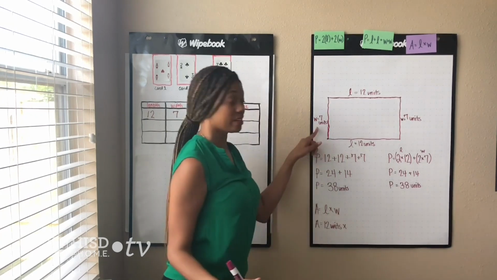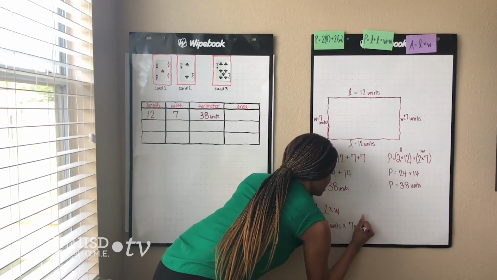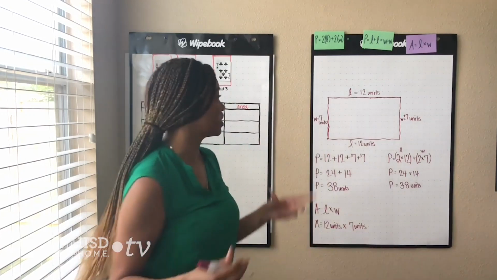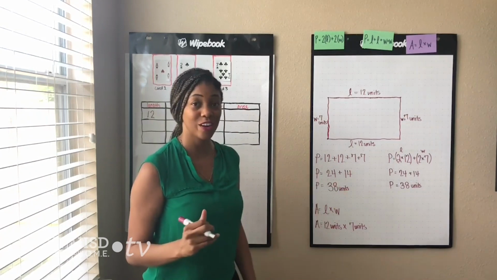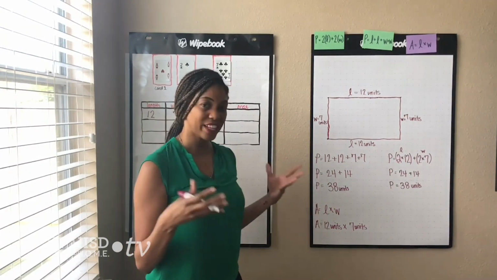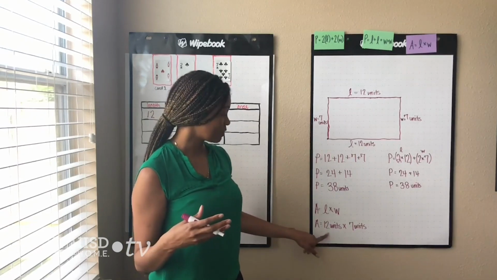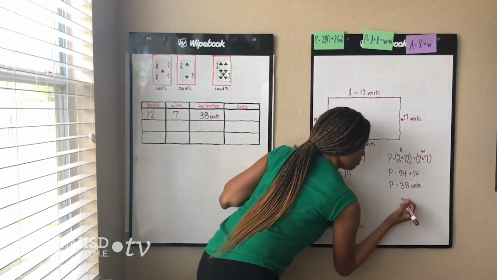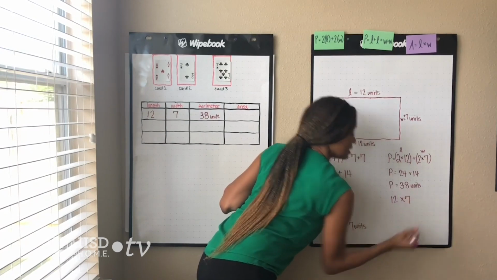Times my width, which is 7 units. And if you know your 12s and you really understand it, then you can just go ahead and work on your multiplication facts. But for those that want to practice our partial products, we're going to use it for this problem. And so we have 12 times 7. In this space right here, I'm going to multiply using partial products 12 times 7.